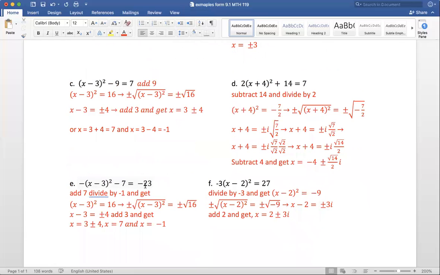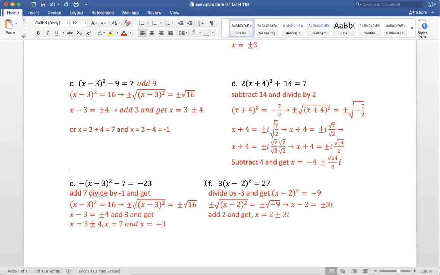For E, we're going to go through the same process. We'll add 7 to both sides. And then we'll divide both sides by minus 1 to get rid of this minus in front of the quantity squared. That gives us the quantity x minus 3 squared equals 16. We'll plus and minus square root both sides. That gives us x minus 3 equals plus and minus the square root of 16, which is plus and minus 4. Add 3 to both sides, and you get 7 and minus 1 again. This basically was like C, except we divided by the minus 1, because it had a negative in front of the quantity squared.